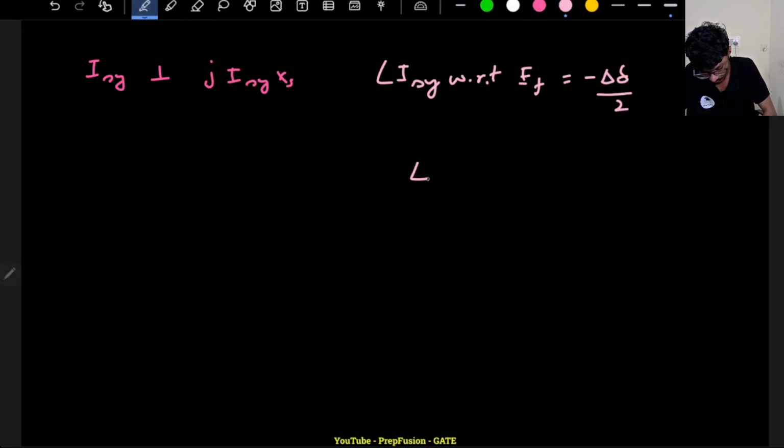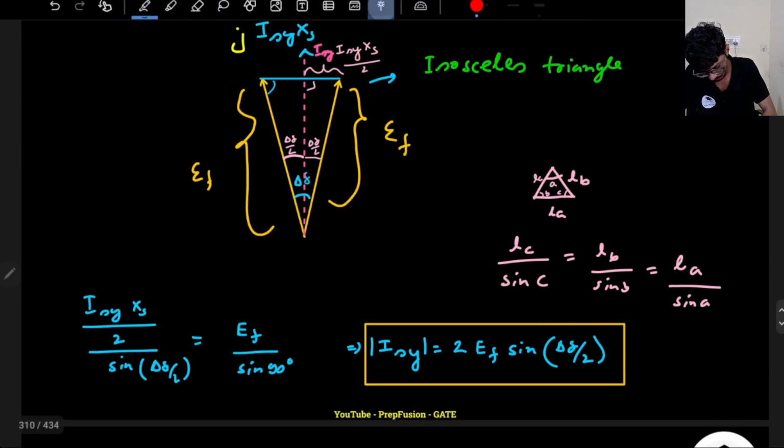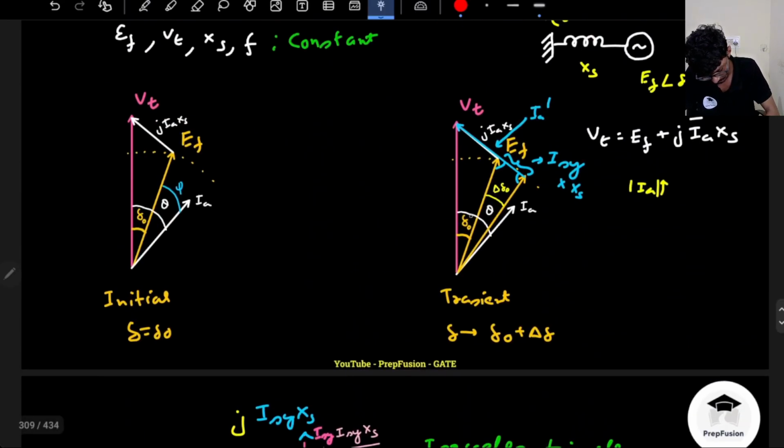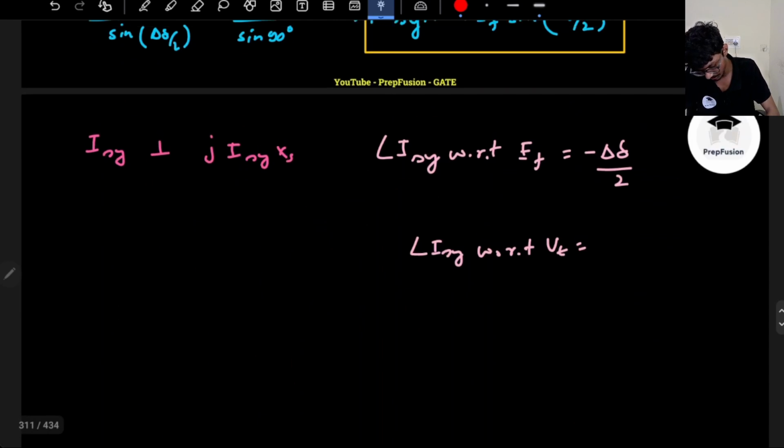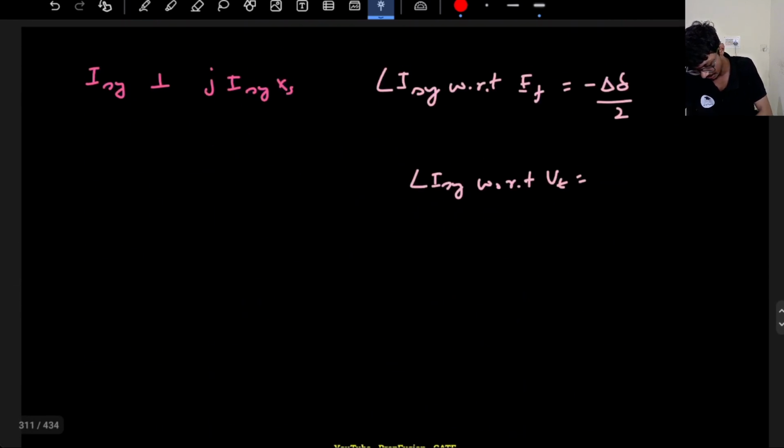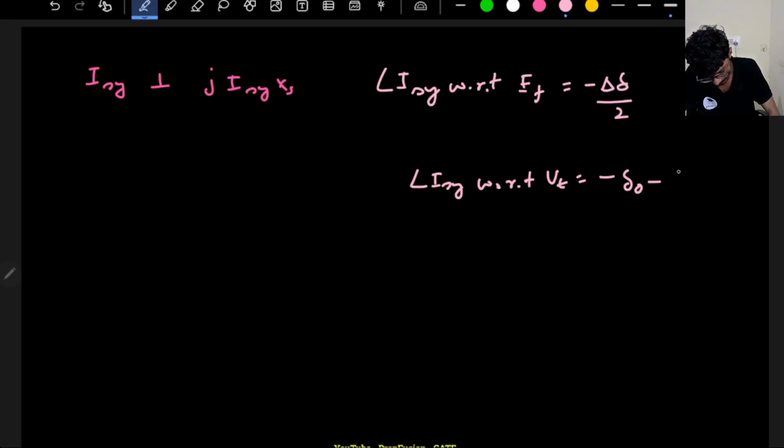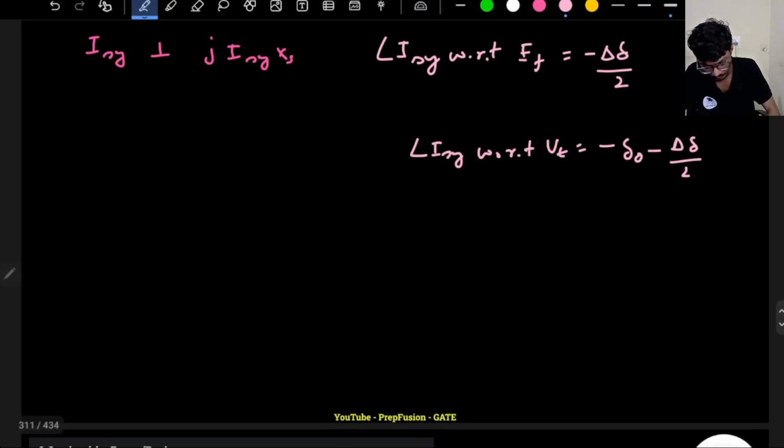What will be the angle with respect to reference? The angle of ESY with respect to the reference, that is Vt, will be minus delta naught, because delta naught is positive, so I have to add a negative sign. This much angle is delta naught and this much is delta naught by 2. So if delta naught is assumed to be a positive number, I can say it is minus of delta naught minus delta by 2. This negative sign just represents that it is lagging.